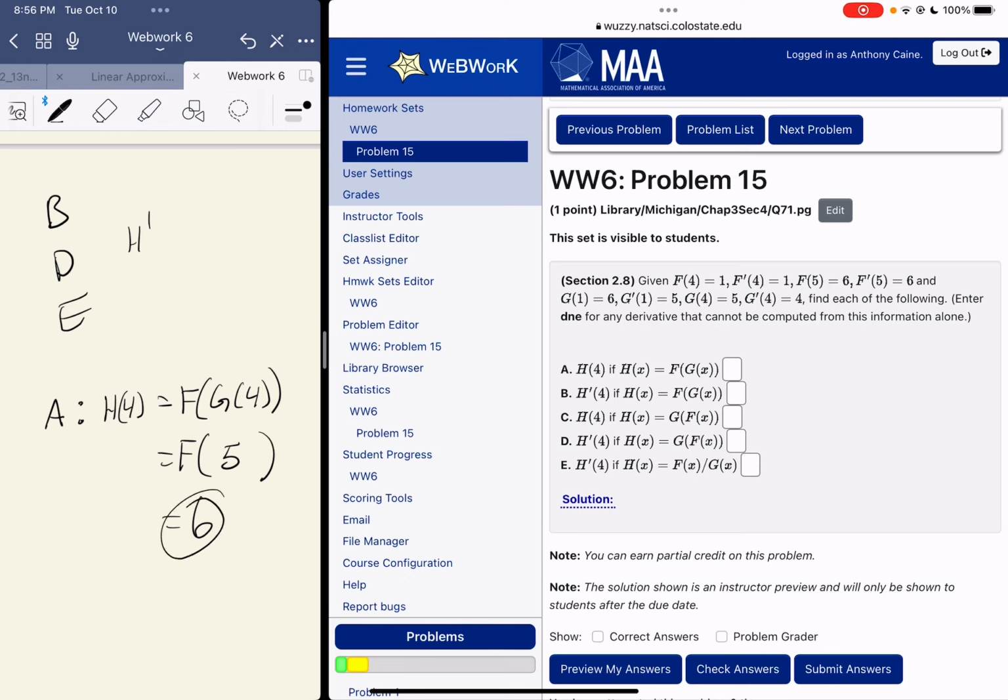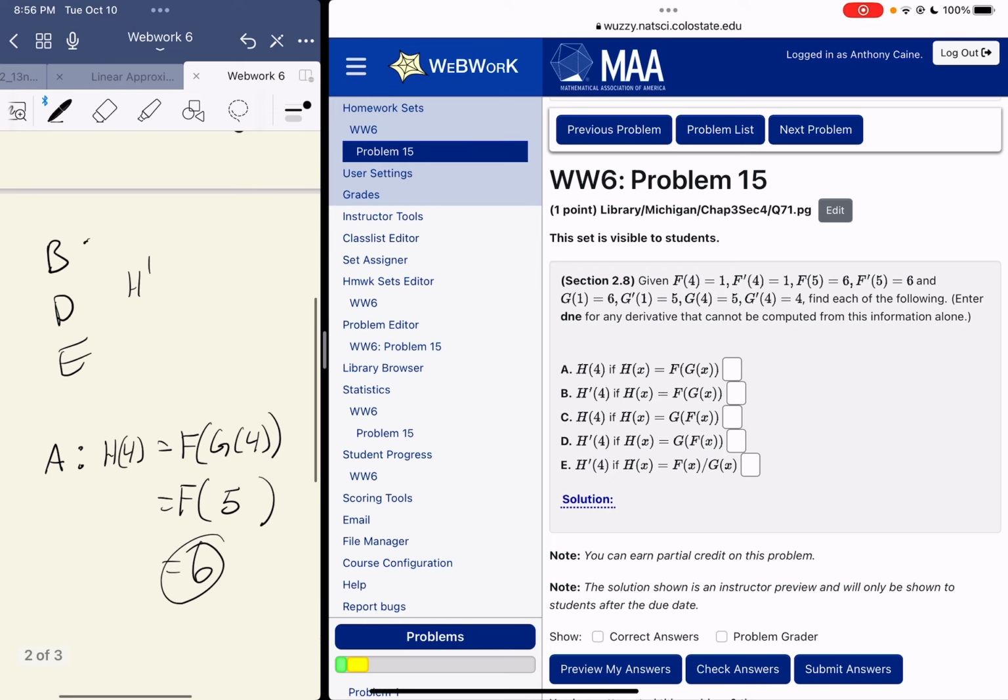All right. And then with the other ones, I guess I'll do B as an example here and then leave you to the rest. So B, we have h prime of x is f prime at g of x times g prime at x. Okay, so h prime at 4 is f prime at g of 4 times g prime at 4.